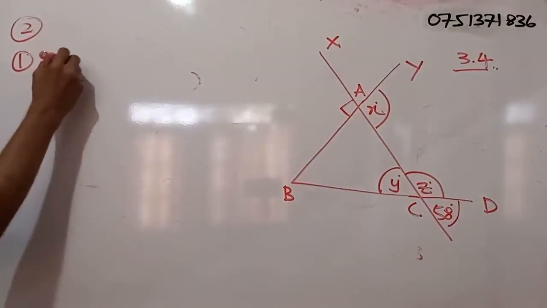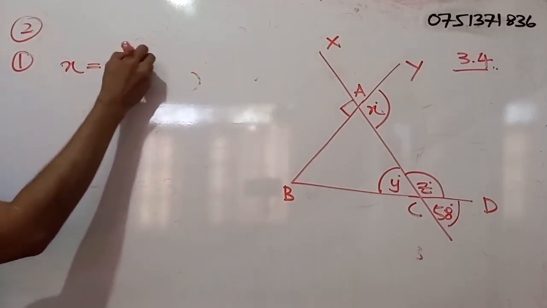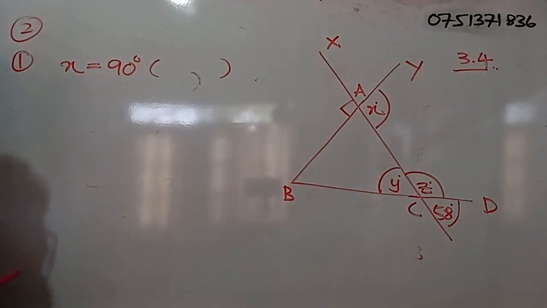Right. So we can clearly say x is equal to 90 degrees. What is the reason? Reasoning?